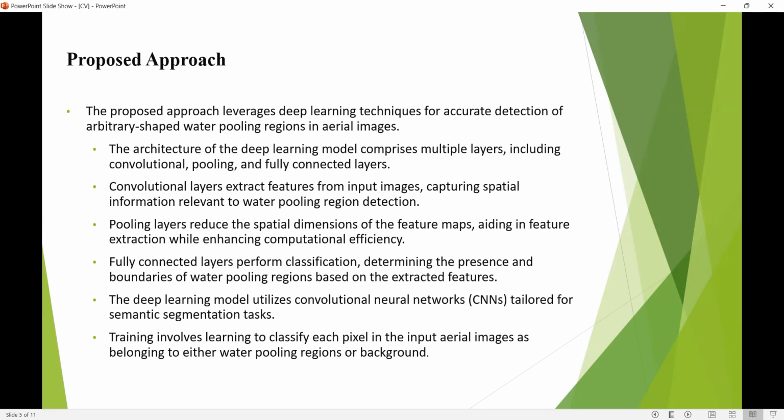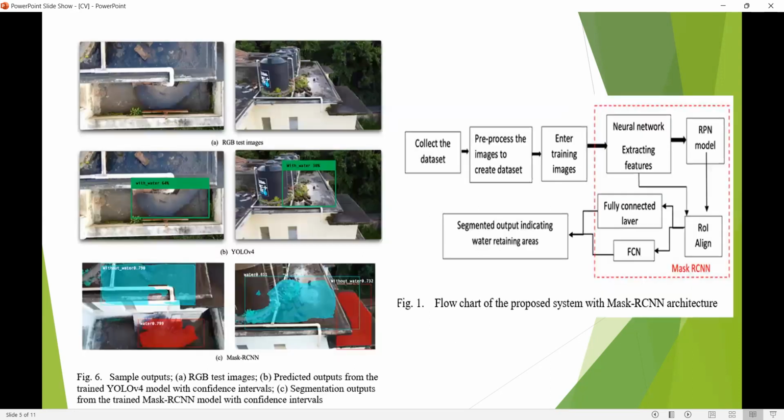Training involves learning to classify each pixel in the input aerial images as belonging to either water pooling regions or background. Here we can see some images of the water pooling regions. In A, we can see the test images. In B, the YOLO version 4 algorithm is predicting water at 64%. Here it is 38%. So in the aerial view images, we are finding the water regions.